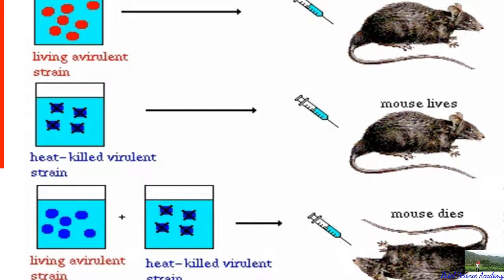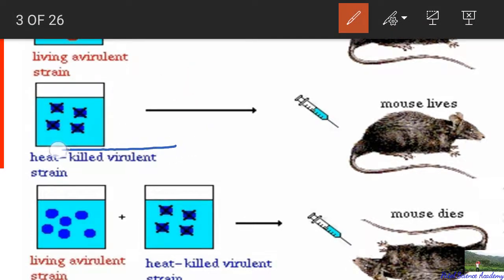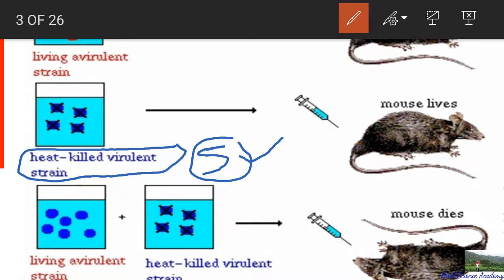Griffith injected the heat killed S strain bacteria to the mice. Now Griffith killed this S strain by heating it. He heated this S strain type, and because of the heating this S strain bacteria was killed, and now this heat killed virulent S strain, he injected into the body of this mice. Then he observed what happened to that mice.